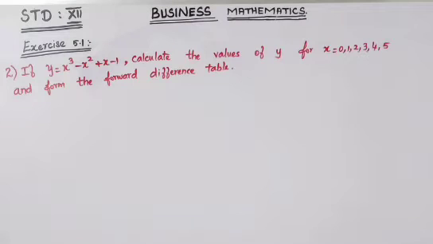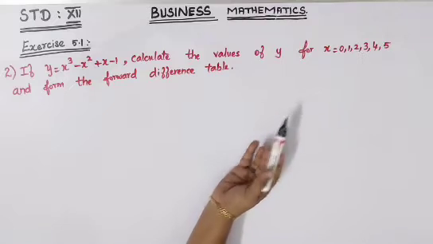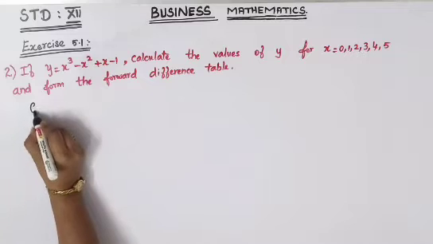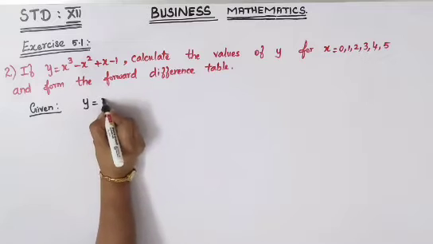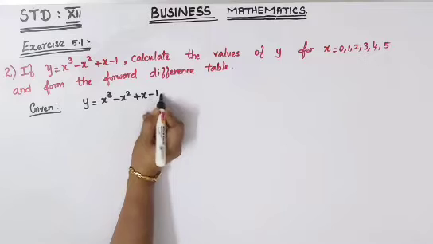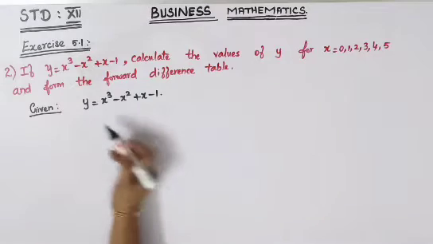Second question: if y is equal to x cube minus x square plus x minus 1, calculate the value of y for x is equal to 0, 1, 2, 3, 4, 5 and form the forward difference table. So you'll have to find the values of y, then do your forward difference table. Given y is equal to x cube minus x square plus x minus 1 and your values are given from x is equal to 0 to 5, and you'll have to find the value of y.